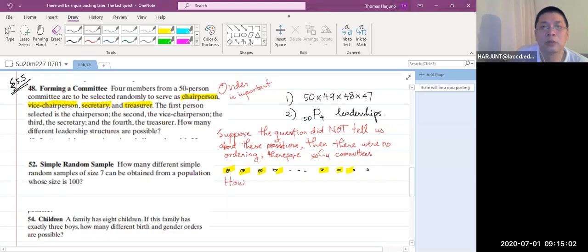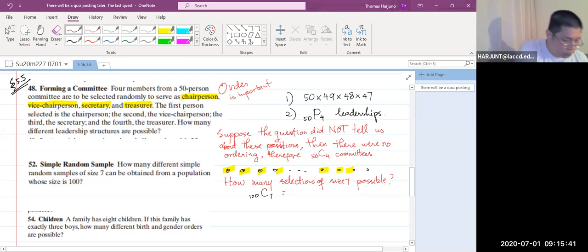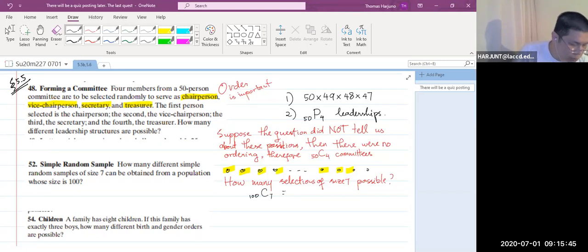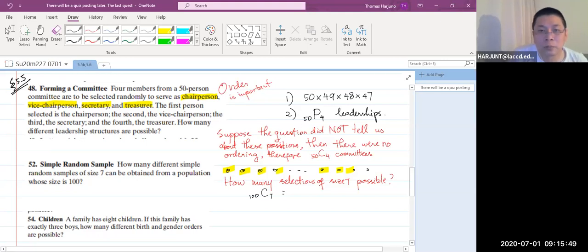How many selections of size 7 are possible? Then the order does not matter, right? Because you just need to choose 7 of them. It doesn't matter which one comes first, as long as you get 7 at the end. There will be 100 choose 7. Then from there you use your calculator. 100 choose 7. Ooh, that's a very big number. That's 1.60075608 times 10 to the 10.